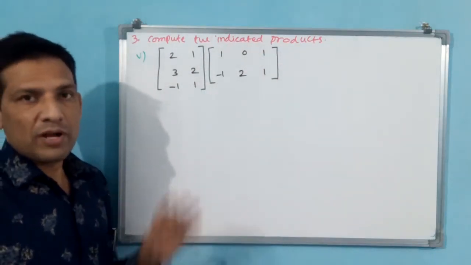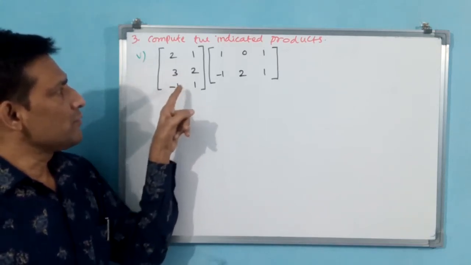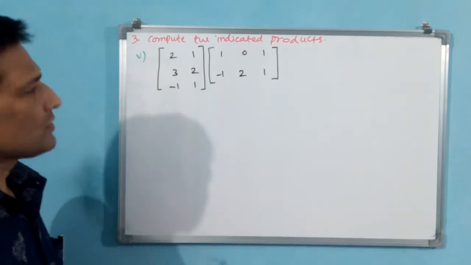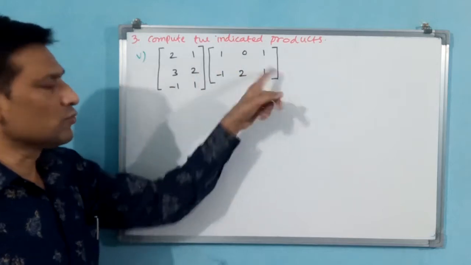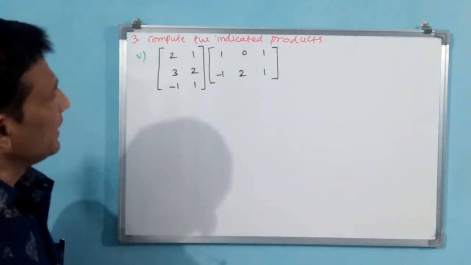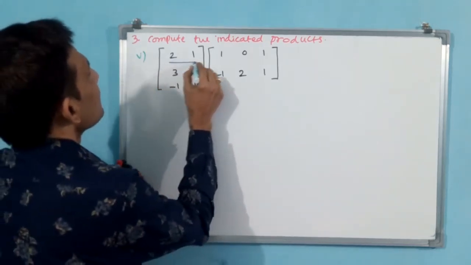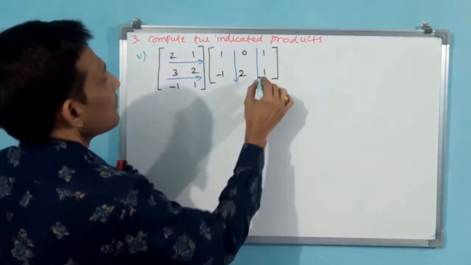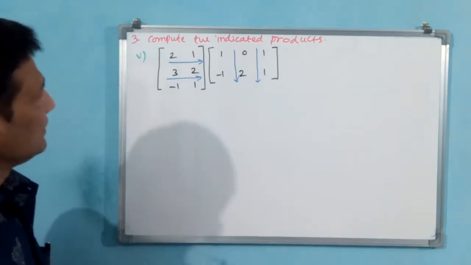Compute the indicated products, multiplication you have to do. But here you see a 3 by 2, here a 2 by 3 matrix are there. But you have to see first matrix columns, 2 columns, second matrix rows, 2 rows, 2 match. Then we can do the multiplication. Let us first make arrows. We have made arrows. Now let us start this multiplication.